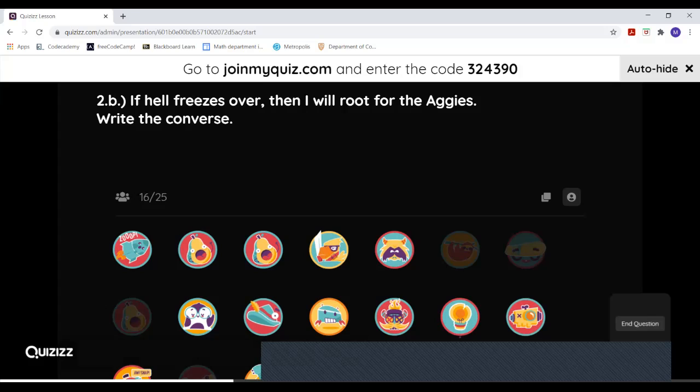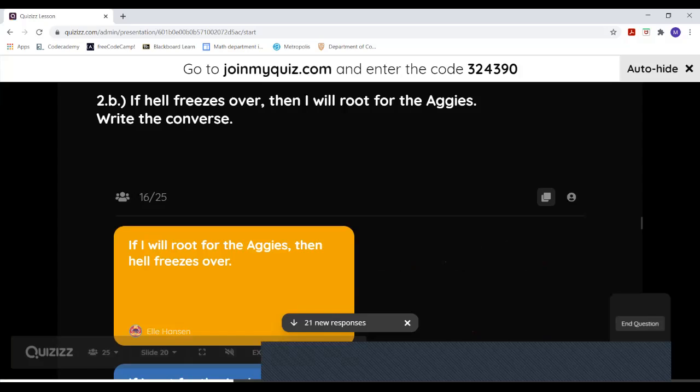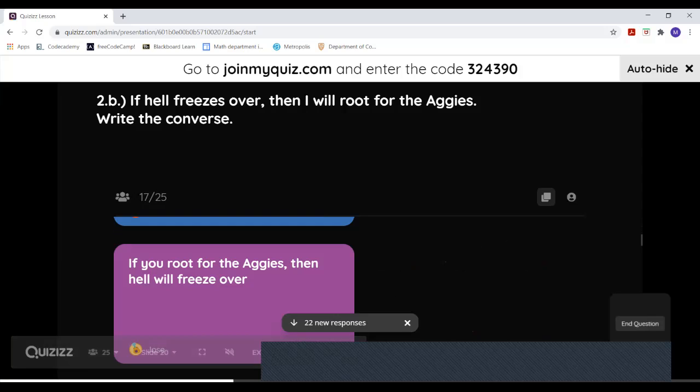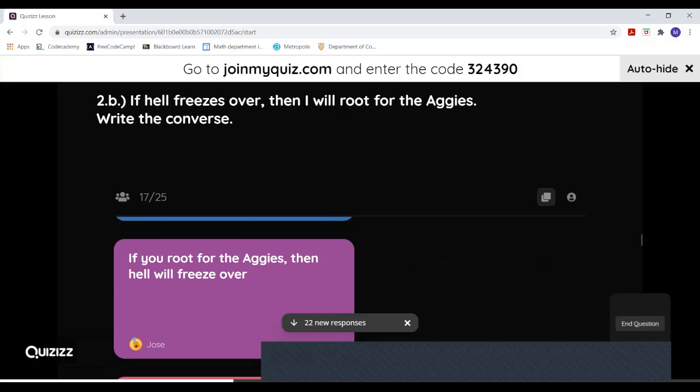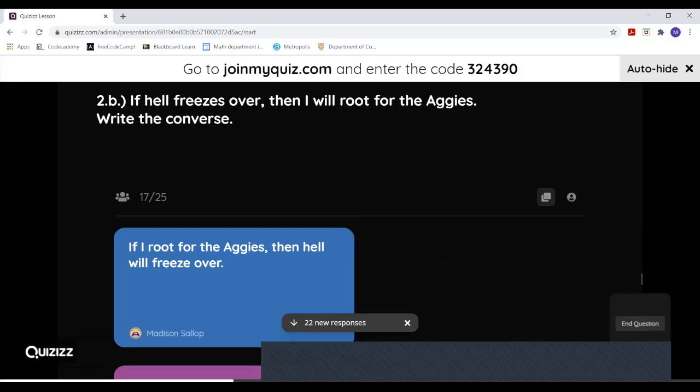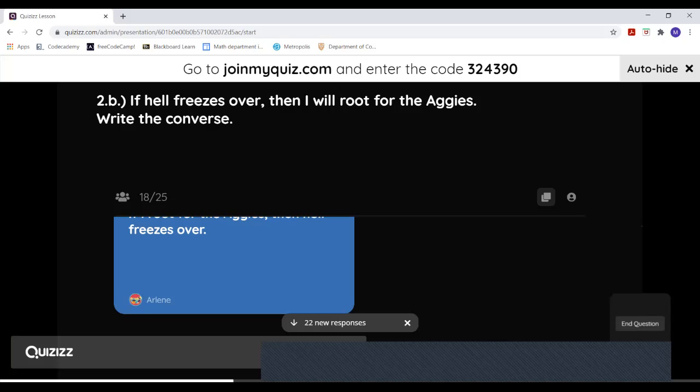All right, so what are we saying? The converse is like you're going to swap those things. So what are we saying? If I root for the Aggies, then hell freezes over, or hell is frozen over, something along those lines. If I root for the Aggies, then hell will freeze over. That's good. Root for the Aggies, hell freezes. Something along those lines. All right.